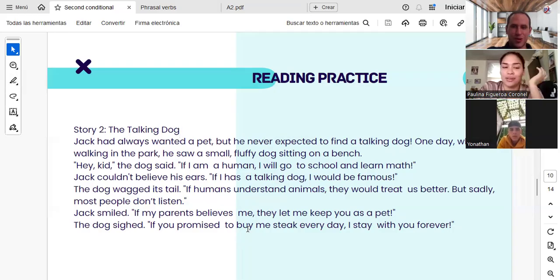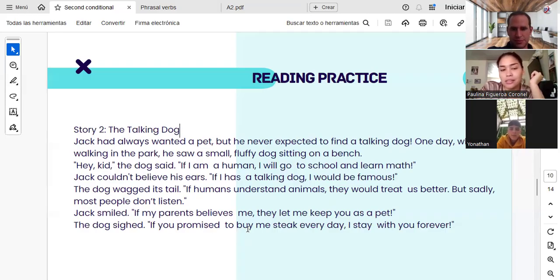Walk it. Wag it. La colita. Okay, the dog wagged its tail. If humans understand animals, they would treat us better, but sadly, most people don't listen. Jack smiled. If my parents believe me, they let me keep you as a pet.